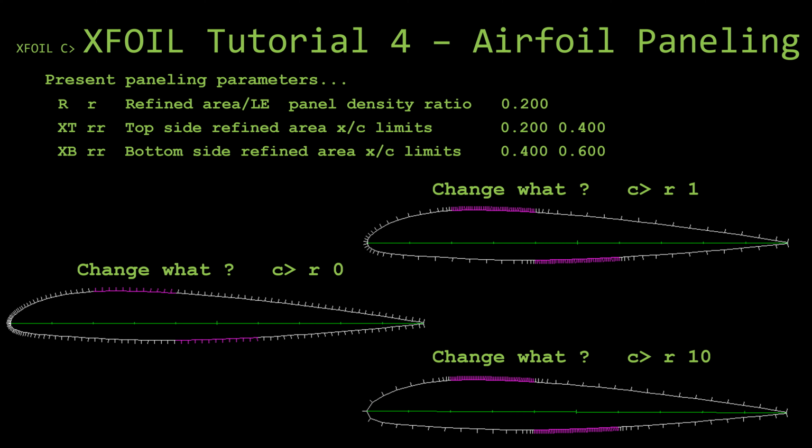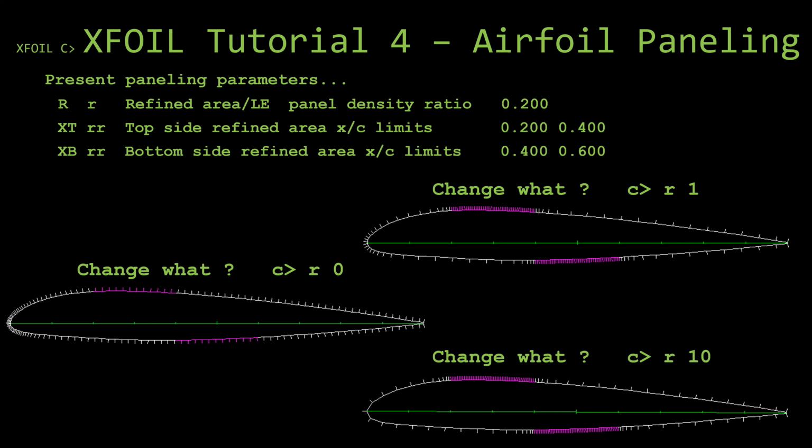So just for this one, I chose that the upper surface was going to have a refined area from 20 to 40% of the chord, and the lower surface was going to have a refined area from 40 to 60% of the chord. You can see that Xfoil went ahead and colored those areas purple. As we talked about on the previous slide, this is a ratio of panel densities. The ratio, of course, being between the refined area and the leading edge.